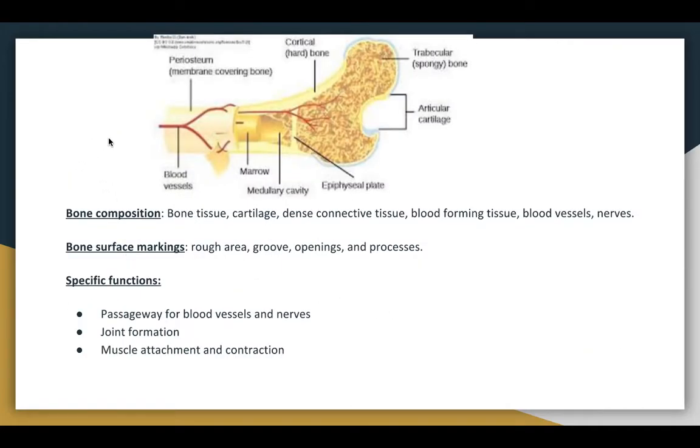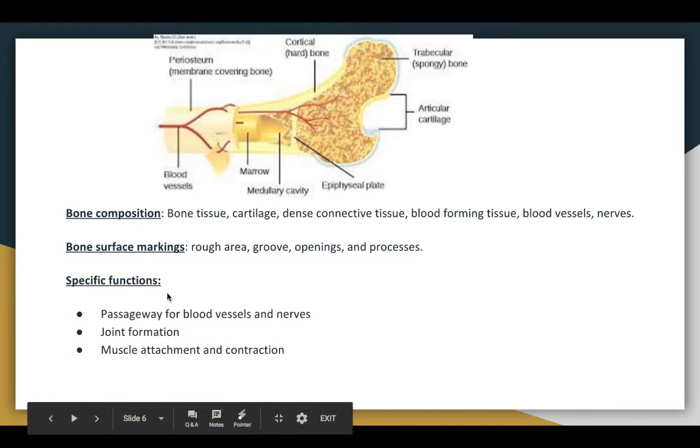Bone tissue. Bone is made up of bone tissue, which we studied back in our tissues unit. Also cartilage, you can find cartilage at the ends of bones. Dense connective tissue, blood forming tissue that would be inside here, blood vessels, and nerves. So bones are actually a lot more complicated than we would think.